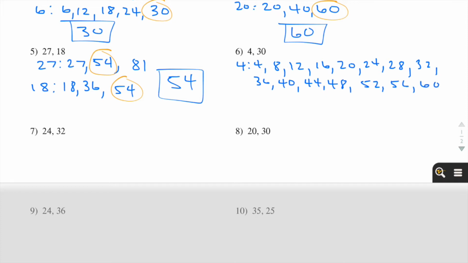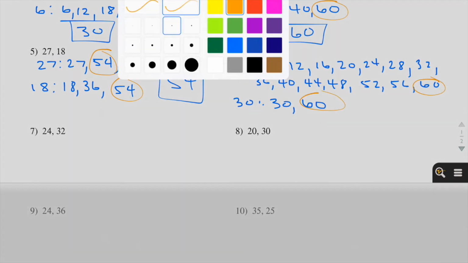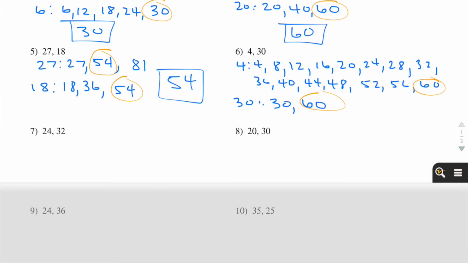Let's try 30. We get 30. 4 doesn't have 30 as a multiple. You can look here between the 28 and the 32. It's not in between there, so we have to continue. Do 60. Well, they both share 60, so the least common multiple for 4 and 30 is 60.